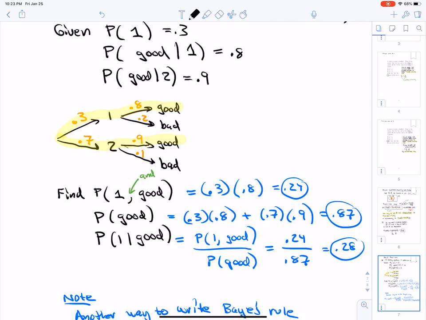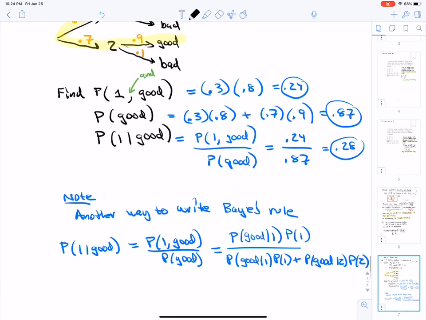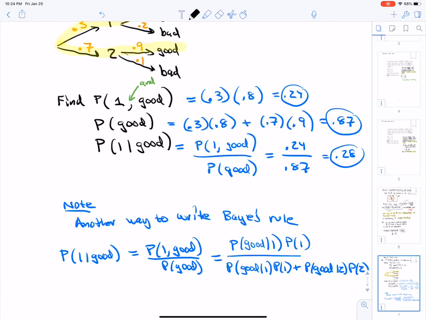And you can find the probability that you're model 1 given that you're good using Bayes' rule. And we know each of the components for Bayes' rule computed above. And I should note that Bayes' rule can be written in a more complicated way if you expand what you mean by the probability of 1 and good, and probability of good, just as we've done above.